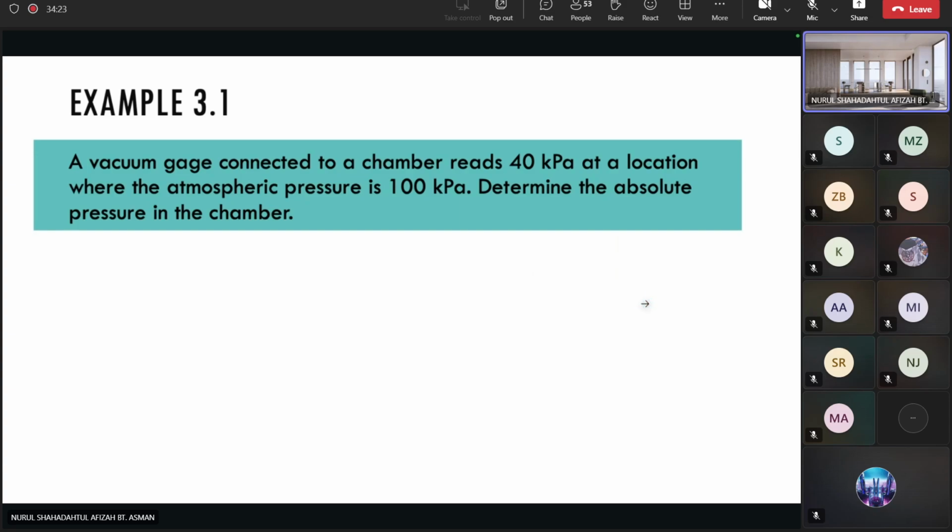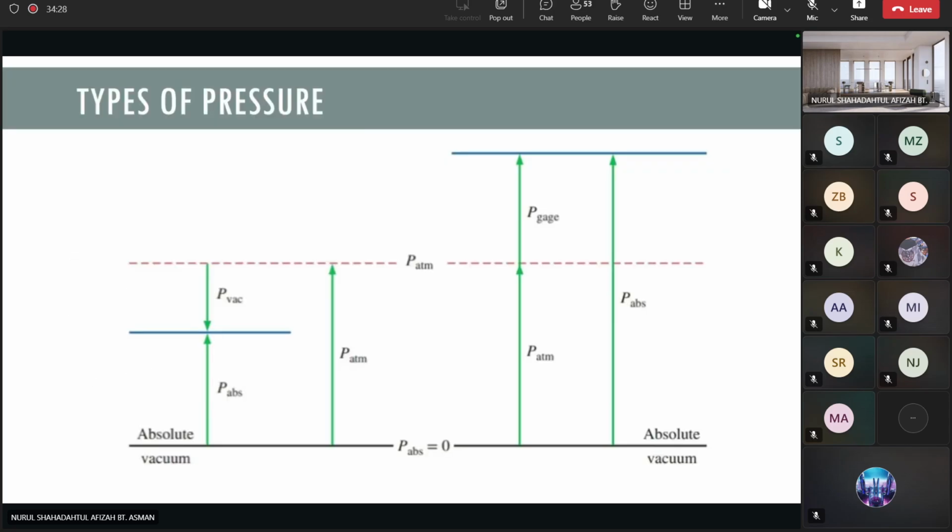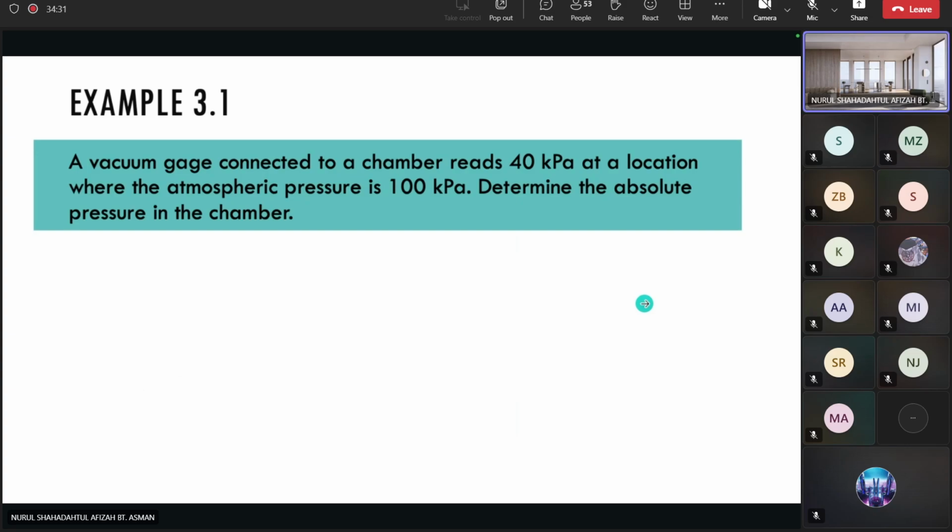So next we continue with the example. Example 3.1 shows a vacuum gauge connected to a chamber reading 40 kilopascal at a location where the atmospheric pressure is 100 kilopascal. Determine the absolute pressure in the chamber. So the given information is the vacuum, which is 40 kilopascal, and the atmospheric pressure is 100. So we need to determine the absolute pressure.